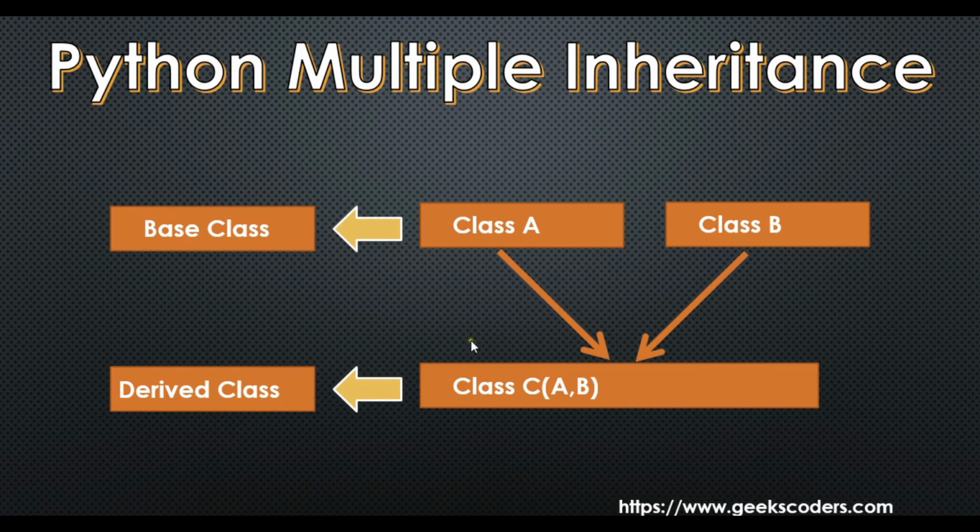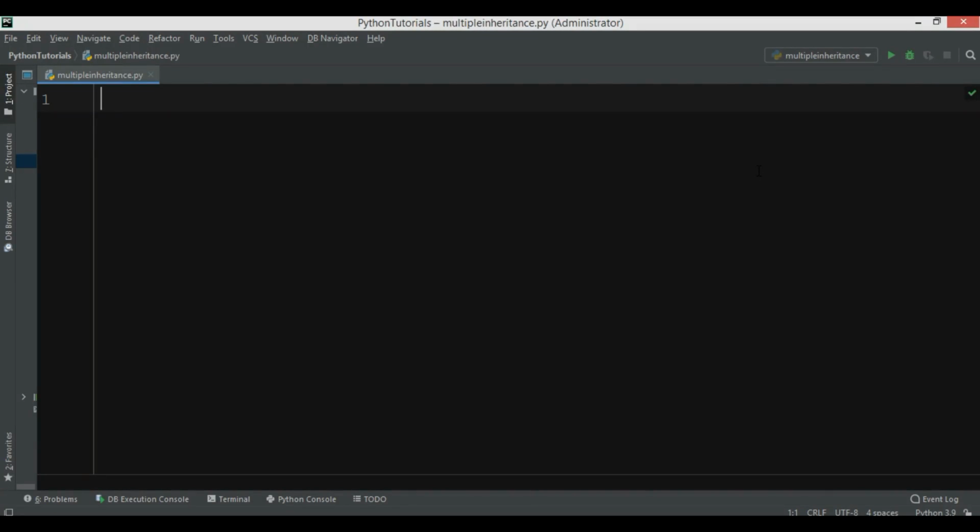As I have already said, in multiple inheritance we can extend from more than one class. Here we have class C, and it's extending from class A and class B. So these two are our base classes, and here we have just one derived class. Okay, now let's create a practical example.